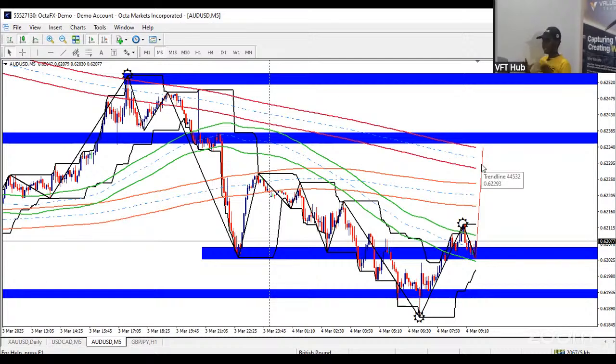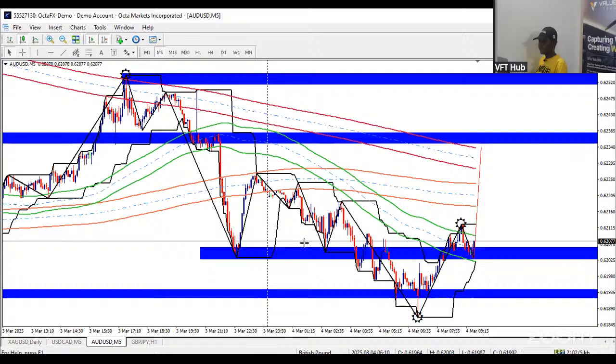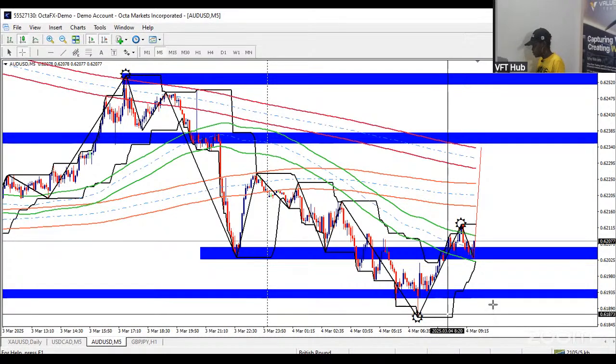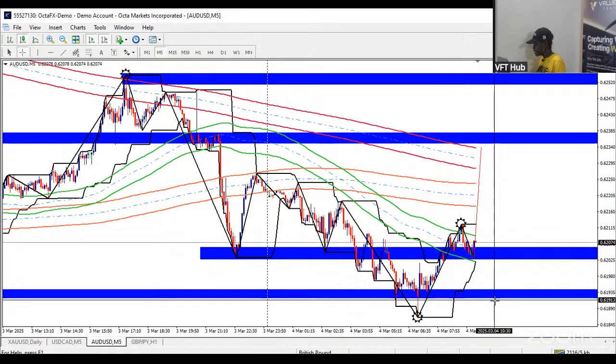So recap summary, my view on AUD/USD is to the downside, and I am waiting for two things. Break below the zone, that is between 0.62077 and somewhere around 0.61913, right?